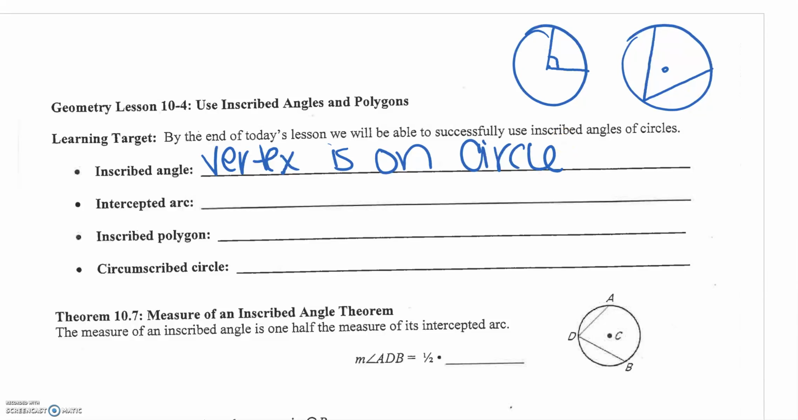The intercepted arc, so if this is the angle, the intercepted arc is almost what's being hugged by the angle. Okay? Then you have these two words.